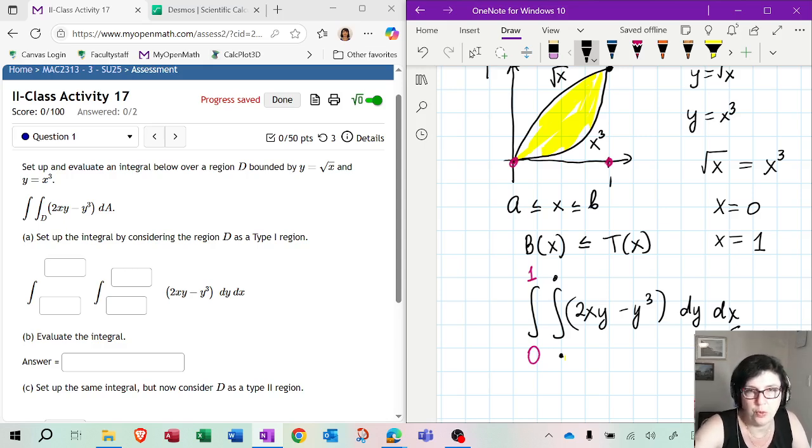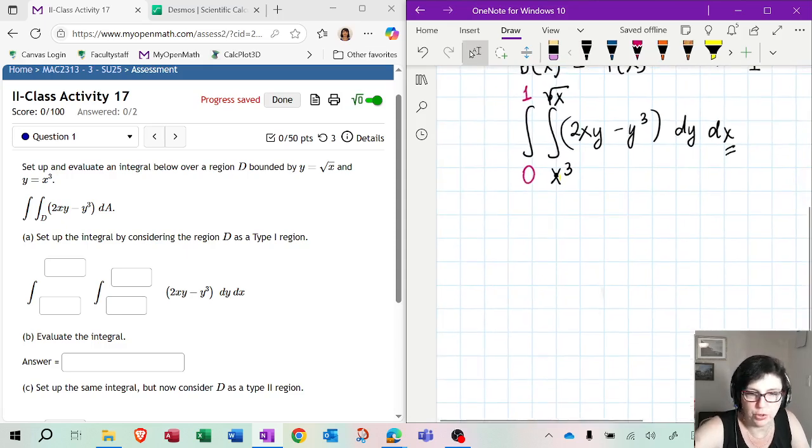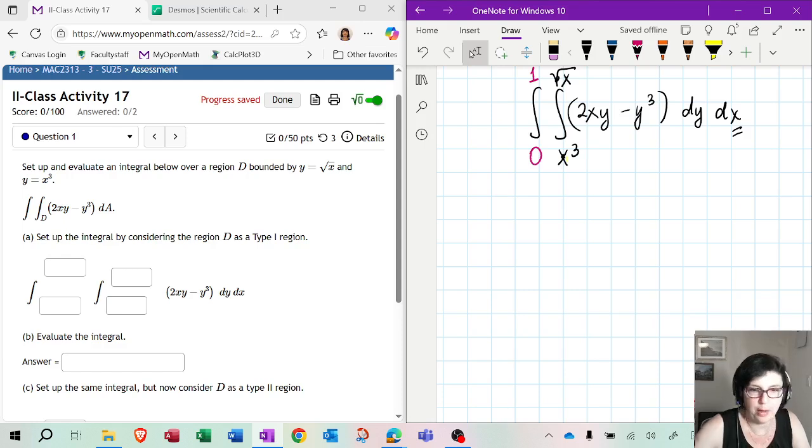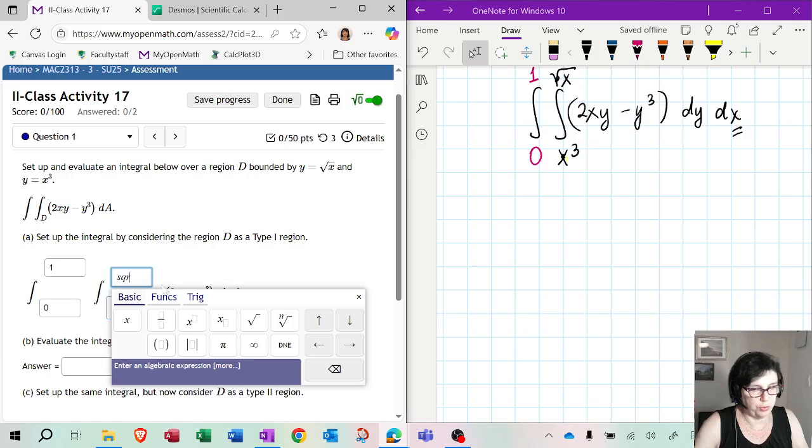We already know what the functions are, x cubed and square root of x, but which one is which? Which one is the bottom and which one is the top? Just imagine that you are in here. This is you, this is your weird house. What is your floor? Your floor is x cubed, so that's going to be here. And your ceiling or your roof is square root of x. So we set that up, and we're going to come back to evaluating it, but now I want to also set it up as a type 2 region so we can practice. Here we have 0 to 1, and then x cubed to square root of x.